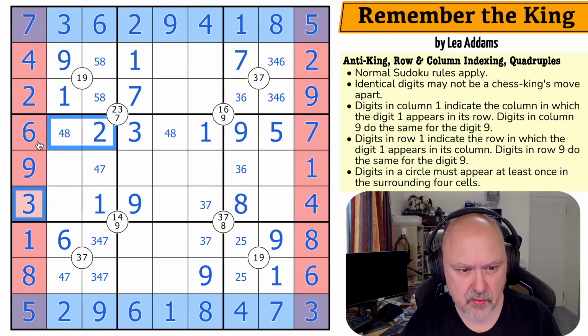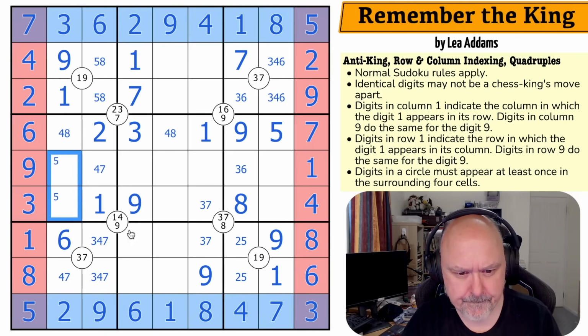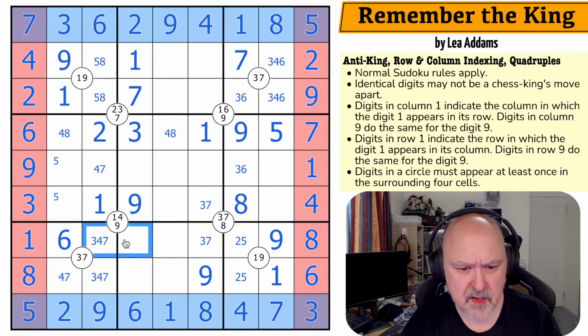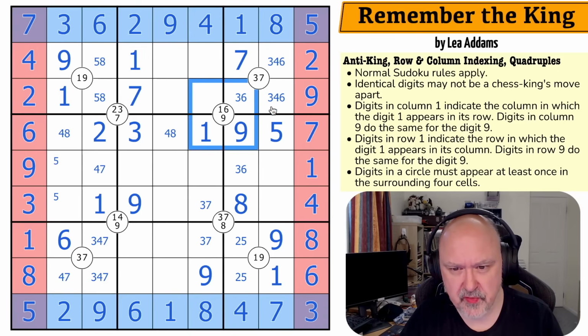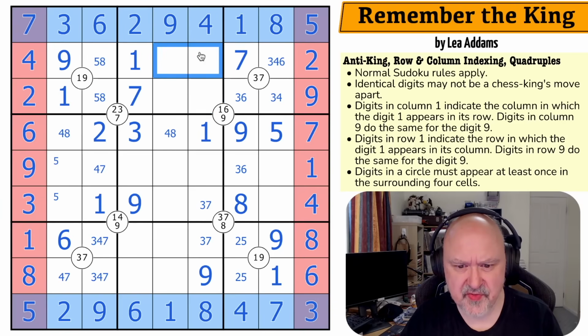1, 2, 3, 4. There's a 5 in one of those two. 4 has to be in one of those two. If that was a 4, that's a 4. That seems okay. This is beautiful, by the way. 6 is in one of those two for this quadruple, so that's not a 6. Three is in one of these three. So 3 is in one of those.